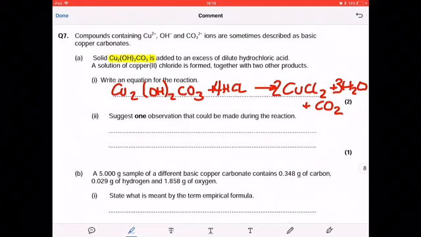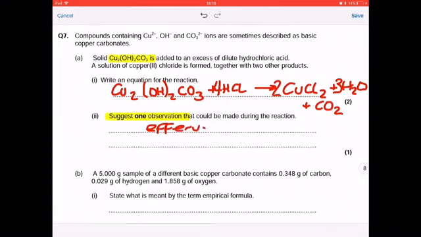When it comes to the next question, it says suggest one observation that could be made. Typical responses here often ignored the observation and just stated what is produced. Because carbon dioxide is produced during the reaction, what that means is that you will see bubbles of gas being produced. You can either write that as effervescence, or alternatively, if you just write the term bubbles, that will get you that additional mark.